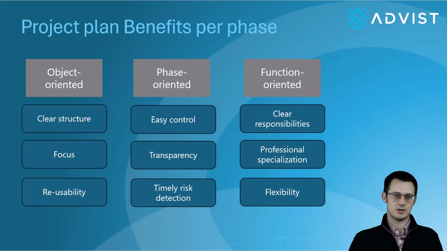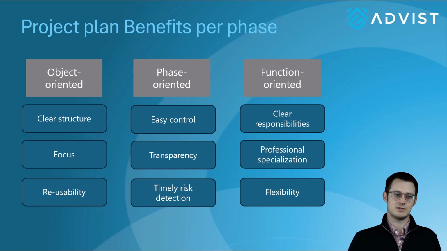Function-oriented project structuring offers several advantages. Clear responsibilities. Due to the division by functions, e.g. marketing, finance, the responsibilities are clear. This promotes efficient communication, avoids conflicts, and facilitates control.